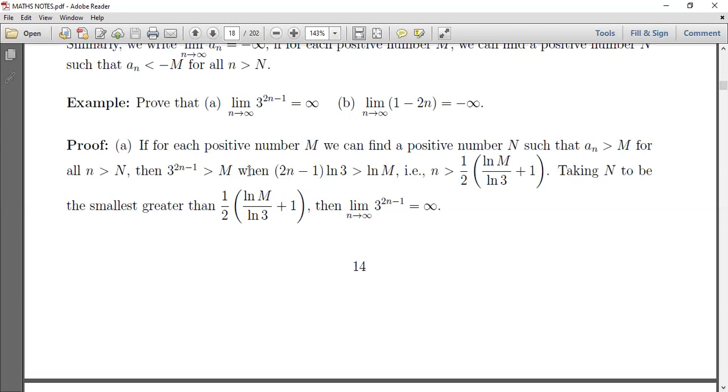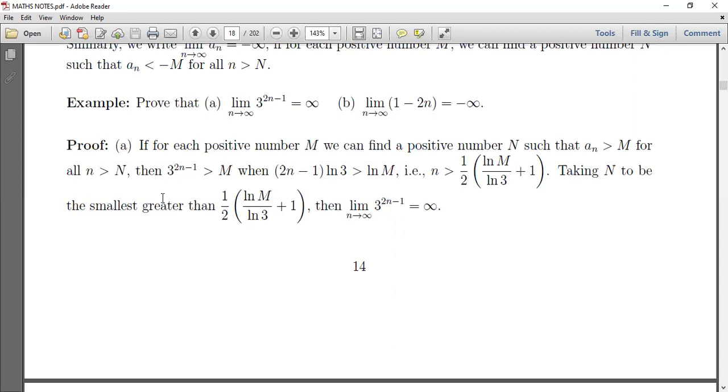If it's greater than M, it means this is an index, so we can apply the laws of indices: (2n-1) ln 3 should be greater than ln M, by taking ln of both sides. Then we divide both sides by ln 3, since we are trying to make n the subject of the formula. Add 1 to both sides, then divide by 2. When we are dividing by 2, we just multiply by half. So n should be greater than half of (ln M divided by ln 3, plus 1).